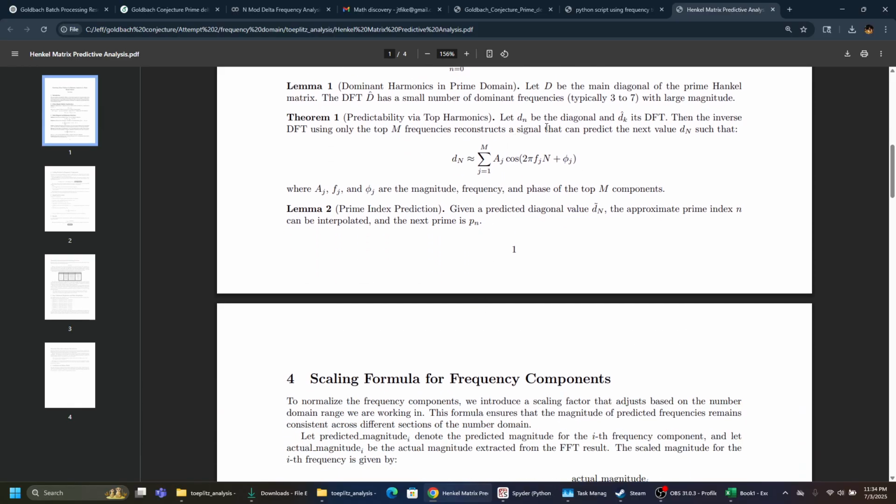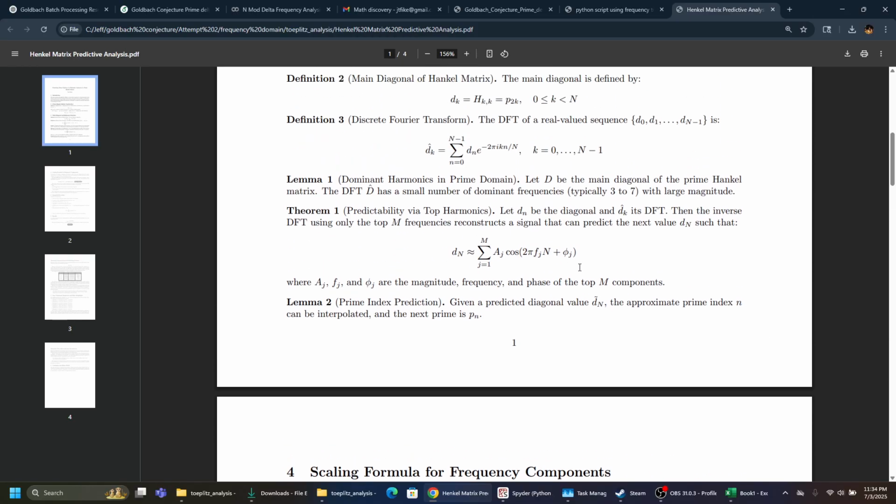And then the inverse, so let me back up. These frequencies are dominant, and they're repeated, they're predictable, they're unchanging. So what this means is, using the frequencies alone, I can reverse transform them and create any prime diagonal in the known universe.